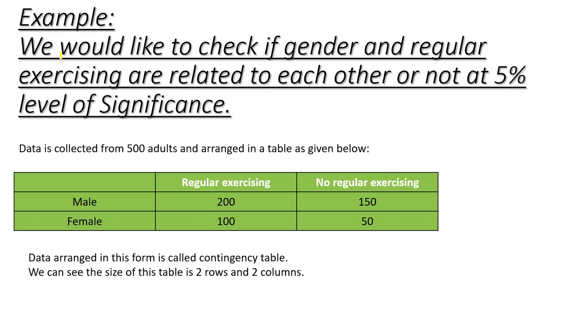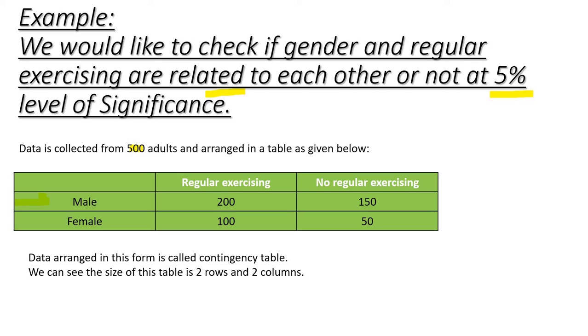Okay friends, after going through the 6 simple steps, let's see how we can apply those 6 simple steps in this example. Example is that we would like to check if gender and regular exercising are related to each other and the level of significance is given to be 5%. We got the data from 500 adults and the data is arranged in the table below.